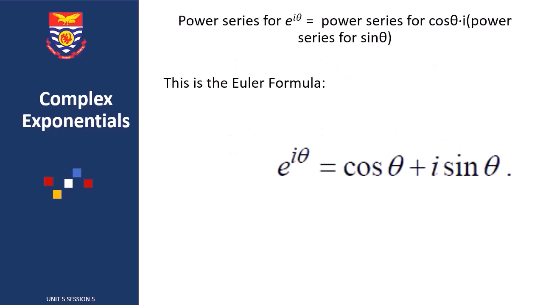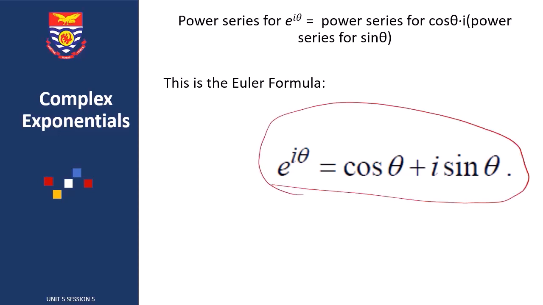So the power series for e raised to the power i theta equals the power series for cos theta plus i times the power series for sine theta. Once you do that, using Euler's approach, we are able to find e raised to the power i theta as this expression. So you get cos theta plus i sine theta.